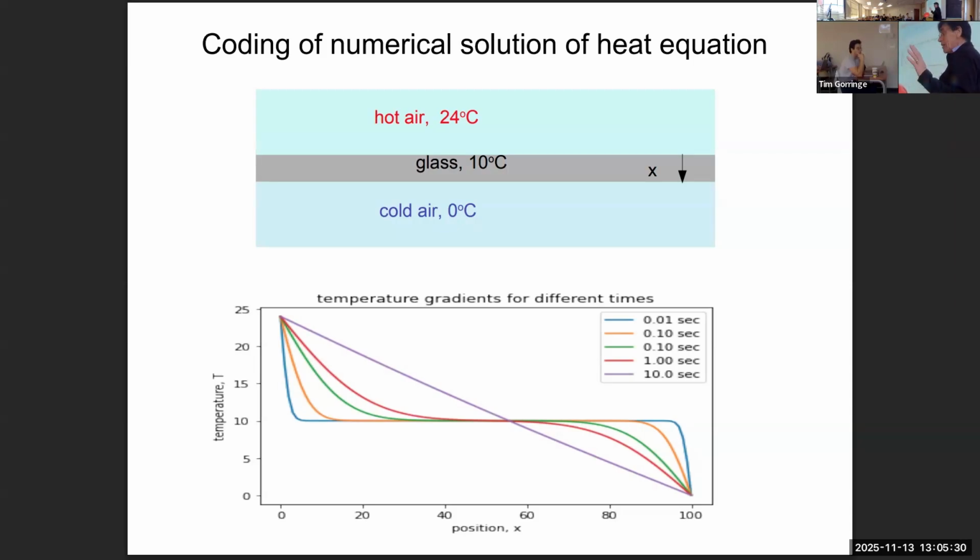And as time evolves, we see the heat flowing more and more in, warming up the left-hand side of the window, and heat flowing out over here and cooling down more and more of the right-hand side of the window, until we get a constant gradient from the inside to the outside. And that's corresponding to the kind of steady state in which heat is just pouring out of the room constantly through the window.